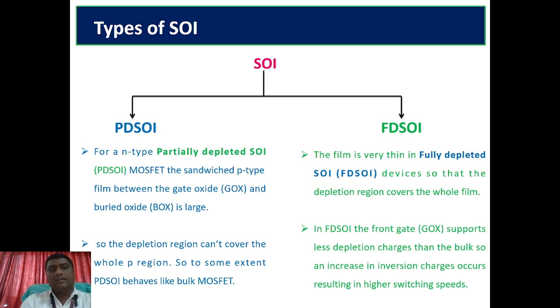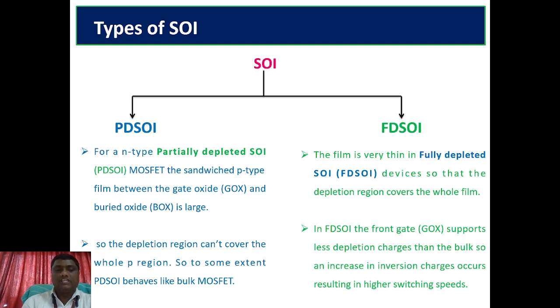So we have a classification of SOI. SOI is of two types: fully depleted SOI and partially depleted SOI. For an N-type partially depleted SOI MOSFET, the material sandwiched between the gate oxide and the buried oxide is a P-type film, which is very large here. The fully depleted SOI film is very thin, so that the depletion region covers the whole film. In the partially depleted case, the depletion region cannot cover the whole region.